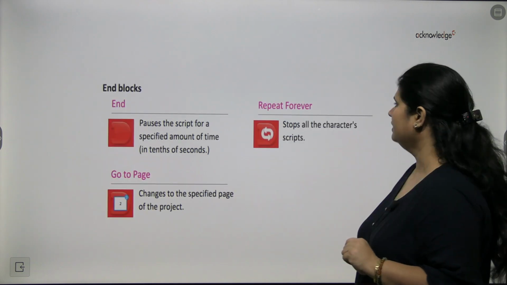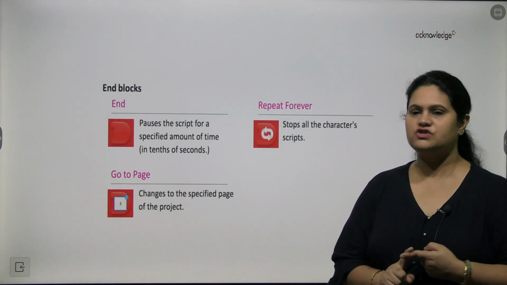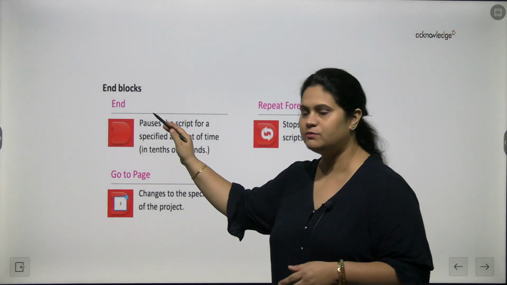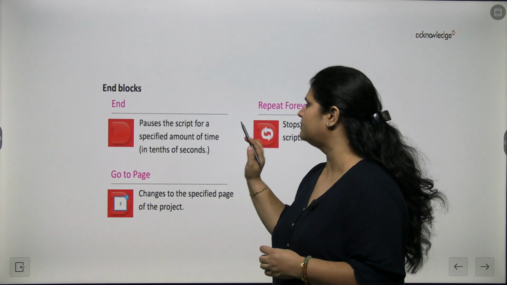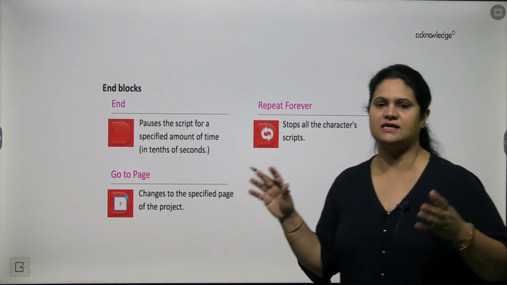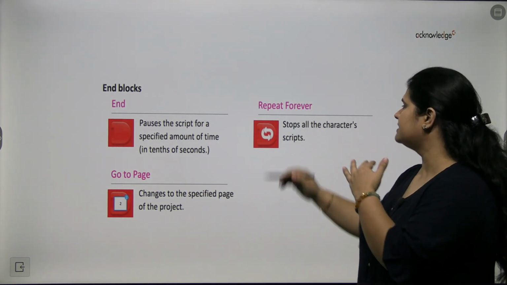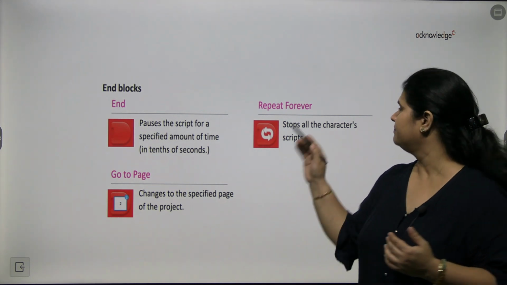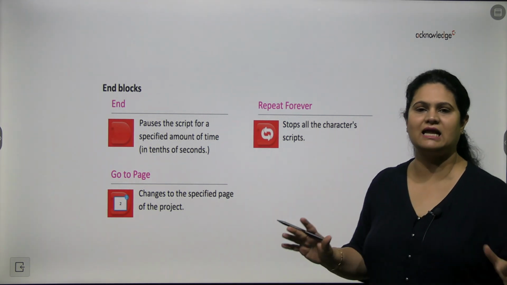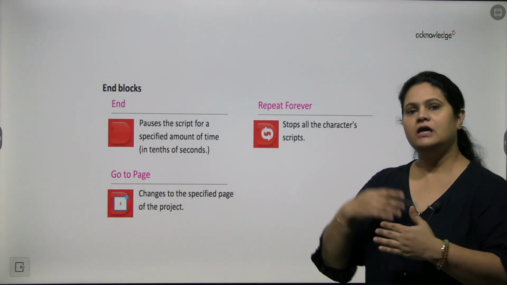And lastly, we have the end blocks, which are red in color. First, we have the end block. It pauses the script for a specified amount of time in tenths of seconds. Again, it is used to pause your script. Now, this is a repeat forever block. It stops all the characters' scripts. Whatever the characters are doing, it stops and puts them into a loop, a forever loop.